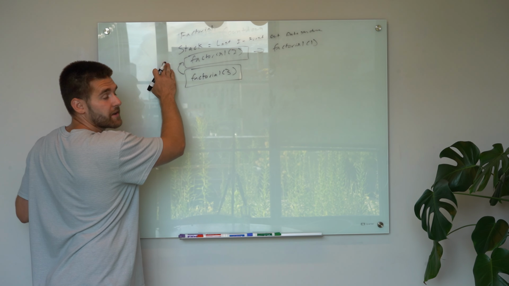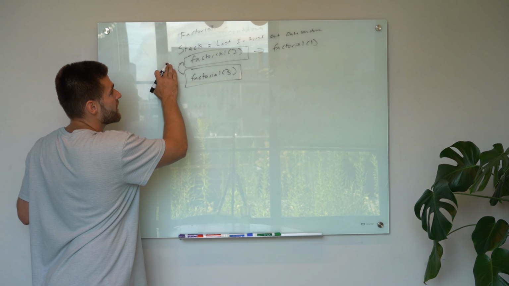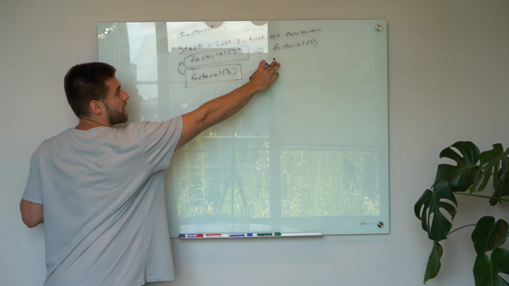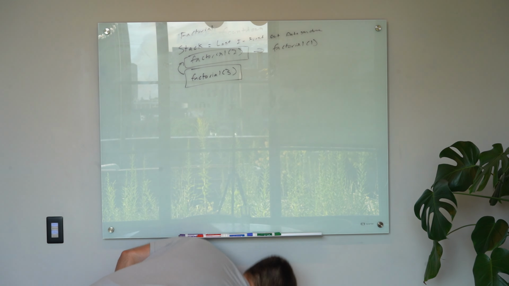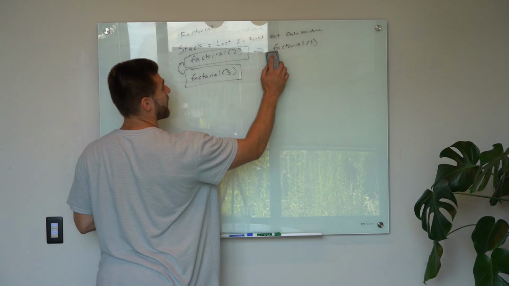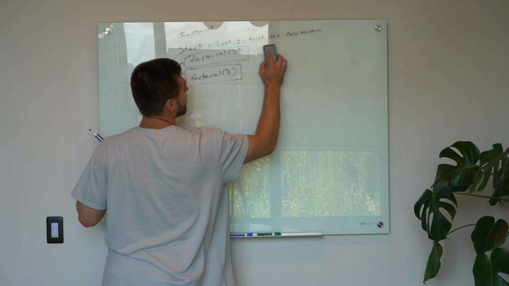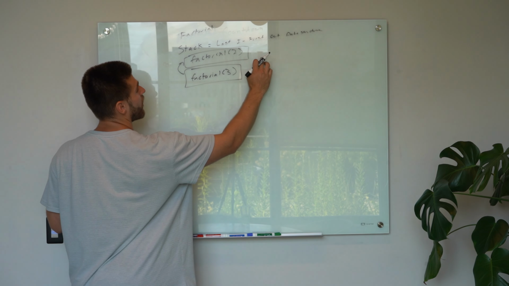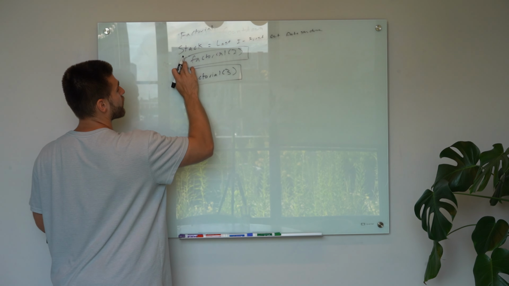The next up is going to be factorial of 2. And then factorial of 1 does not get pushed to this call stack. So as we get to our base case, in this case factorial of 1, the computer says, okay, I have factorial of 1. Now I'm going to do factorial of 2.